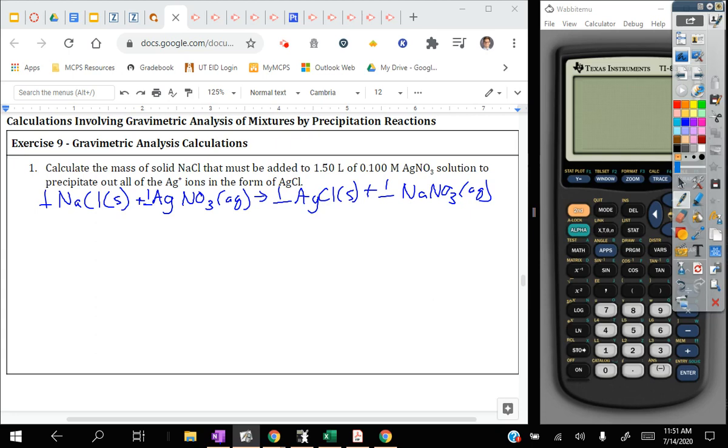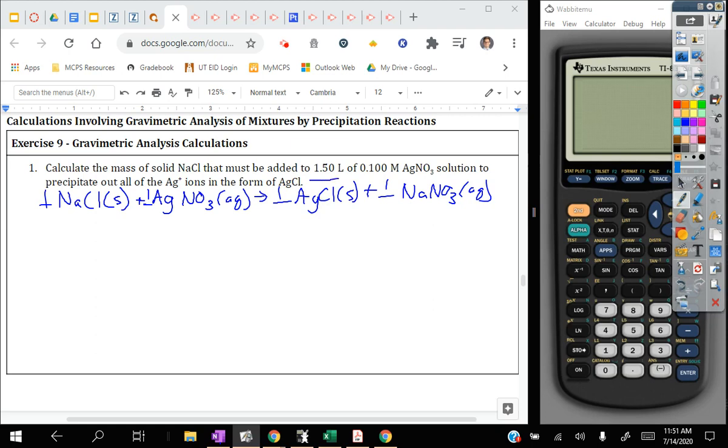Now, before we do any calculations, keep in mind from your net ionic equation, the relevant parts that we care about are Ag and Cl because they react to form AgCl. So those are the components we'll need to focus on when doing our calculations.